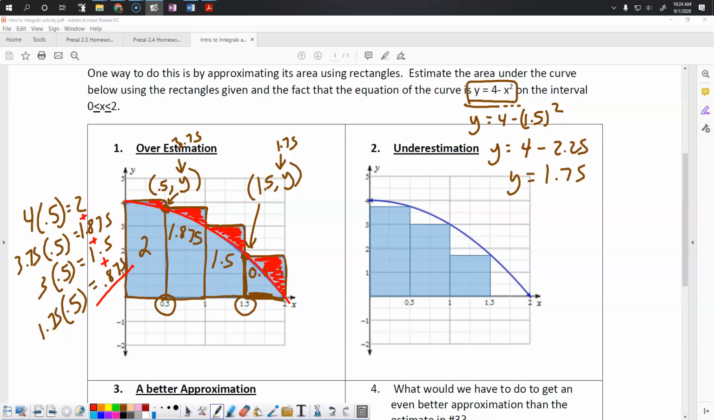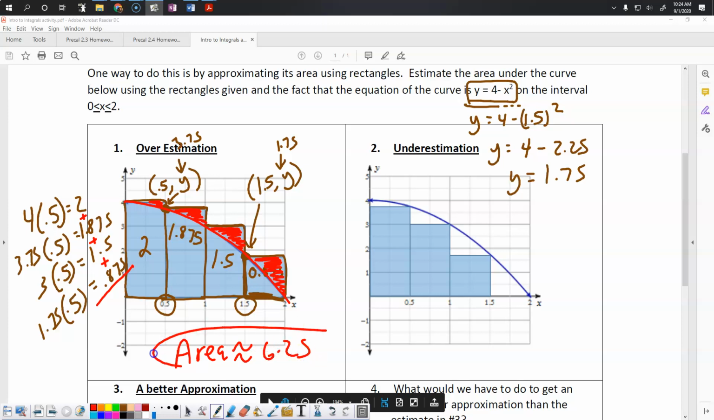So I'm going to go ahead and type in all these numbers. 2 plus 1.875 plus 1.5 plus 0.875, and I end up with a final answer of 6.25. So the area is approximately 6.25, and we know that the actual area is actually going to be less than that because these rectangles are slightly higher than the curve, so we're getting a little bit of extra area.